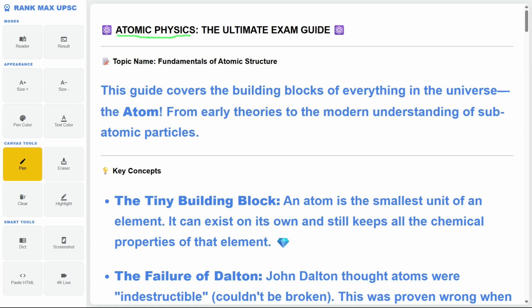Atomic Physics, the ultimate exam guide. This guide covers the building blocks of everything in the universe, the atom. From early theory to the modern understanding of subatomic particles.